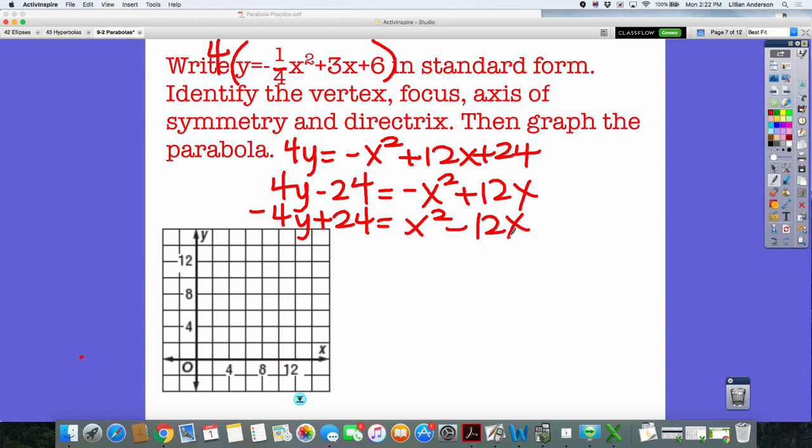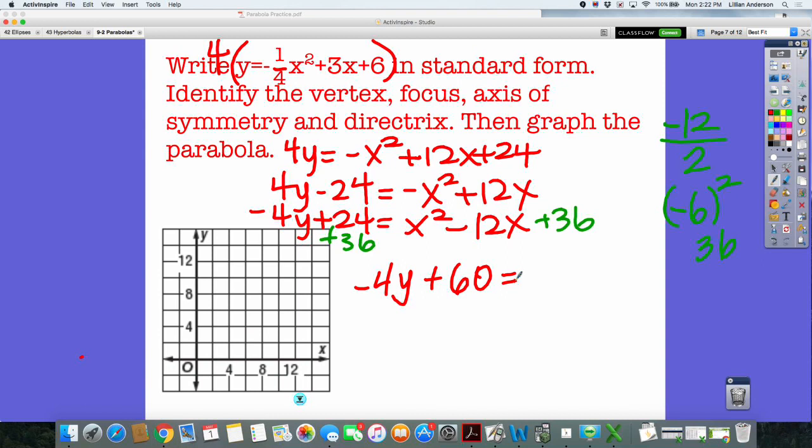Now let's complete the square. I have to take half of what number? Negative 12. I need to take half of b and square it. What's half of negative 12? Negative 6. Squared is 36. What do you do with that number? Add it to both sides. So that's a negative 4y plus what? 60.